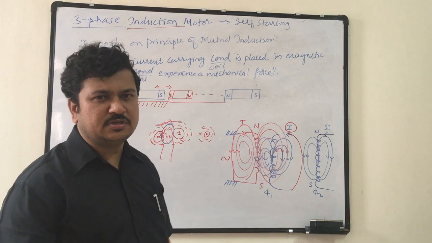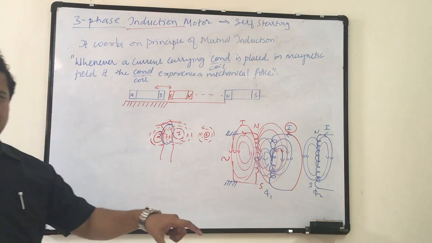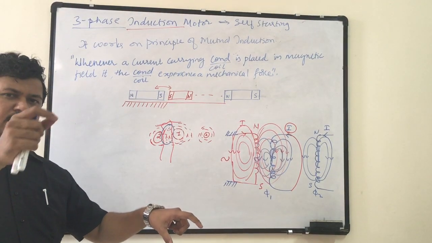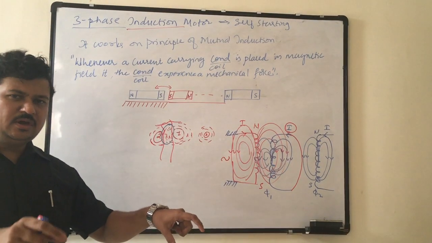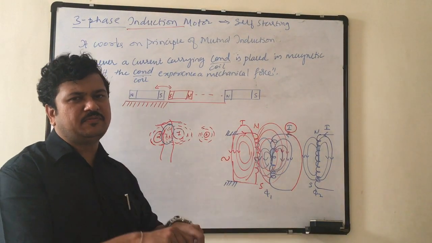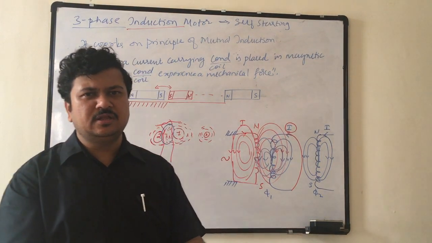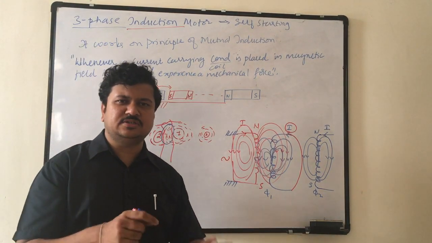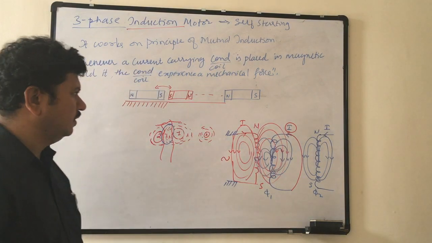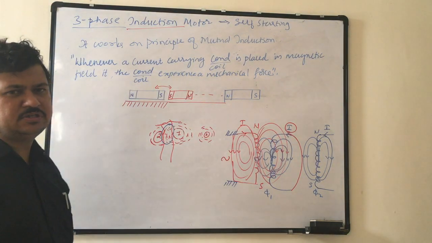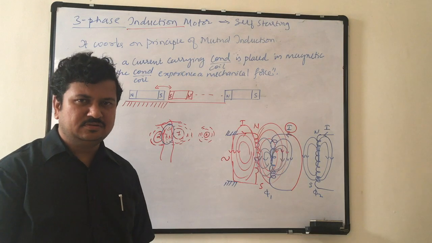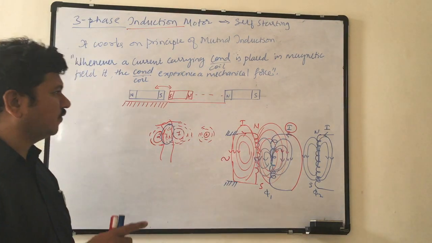Why it experiences force? Because already I have a magnetic field. A current carrying conductor is having its own magnetic field. When that magnetic field come in contact with the first magnetic field, the two fields will interact and the force is exerted either in the form of repulsion or in the form of attraction. Okay? But in the motors, that force is in the form of rotation. Okay, that force in the form of rotation.